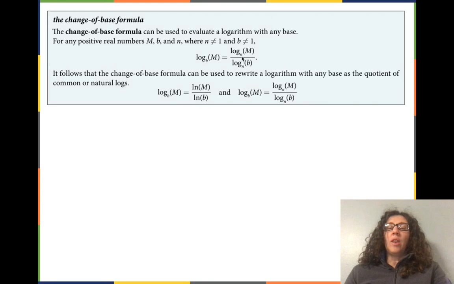Now, we can choose anything we want, but the numbers we are going to choose are going to be log base 10. We're going to let n equal 10, or log base e. So this is saying log base b of m is natural log of m divided by natural log of b, or common log. We could use common log of m divided by common log of b. Why would we do that? Because we have buttons on our calculator with those bases.